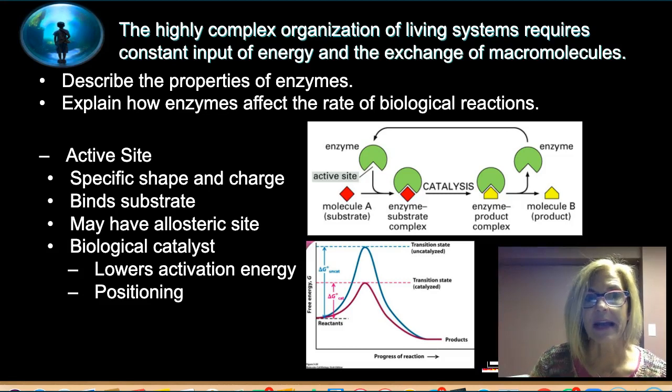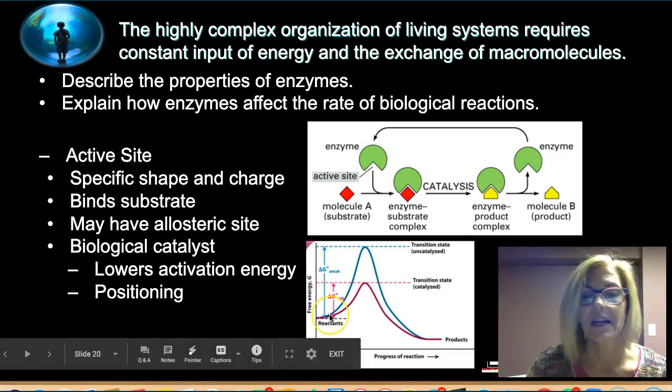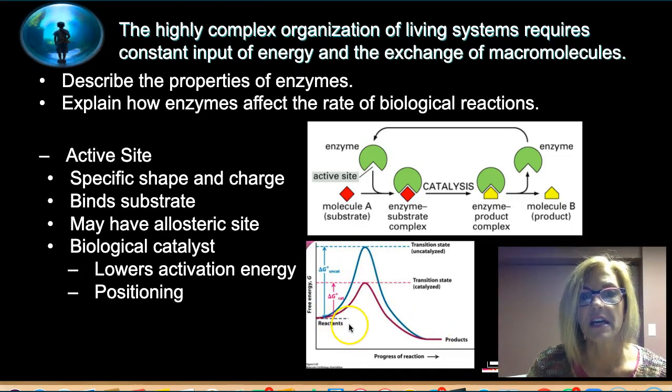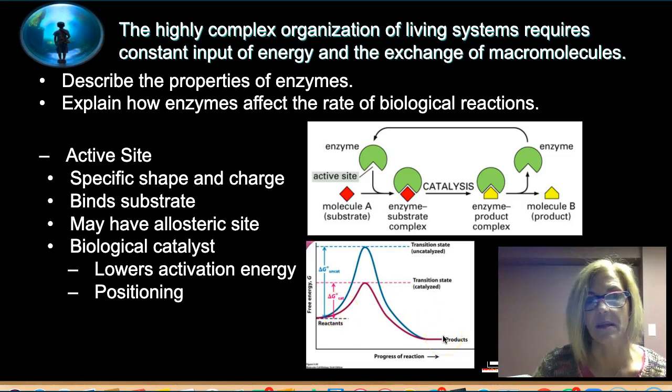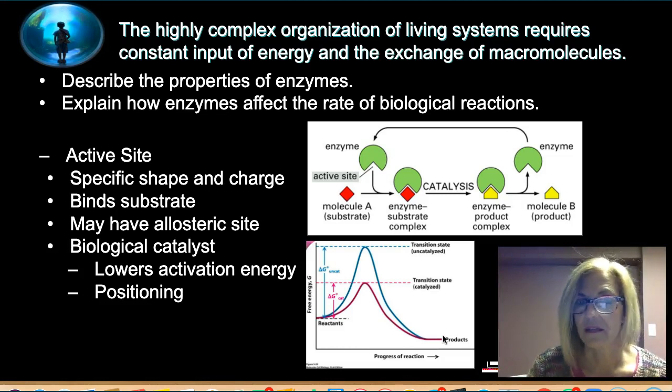We should be able to explain how enzymes affect the rate of biological reactions. Remember, they're catalysts, they're speeding up chemical reactions. So how is it they're able to speed up chemical reactions? Because they're lowering the activation energy. Here was the stereotypical example where you have an uncatalyzed reaction that requires a lot of energy and a catalyzed reaction that requires less. In either case, the reactants start with the same amount of energy and the product ends with the same amount of energy. The big thing that allows them to lower that activation energy is the positioning of molecules.